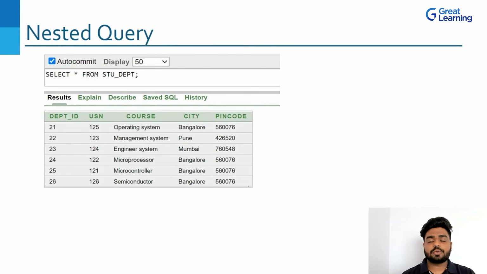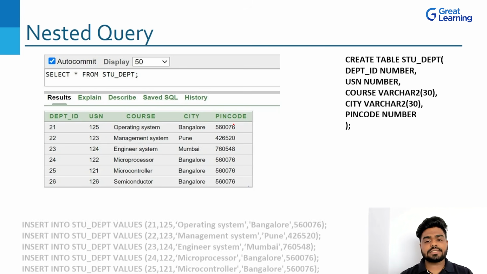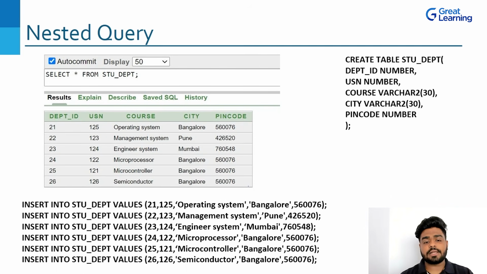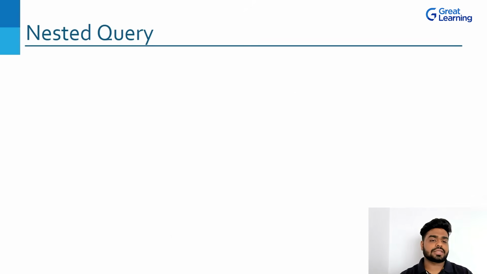Let's understand one more example. So this is one table which we have created, student department. Okay, we have department ID, USN, course, city, and pin code. How to create this? You already know. You have to create a table and you have to insert these values. I have written some code here so that you can copy it and put it in your Oracle database. But for the time being, let's understand what questions I'm asking here.